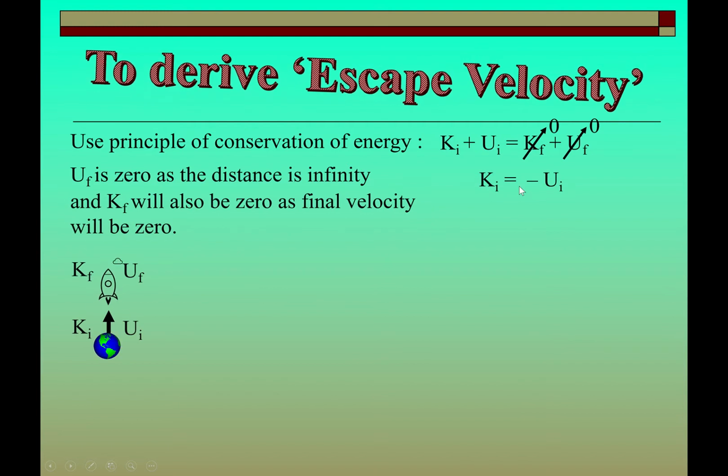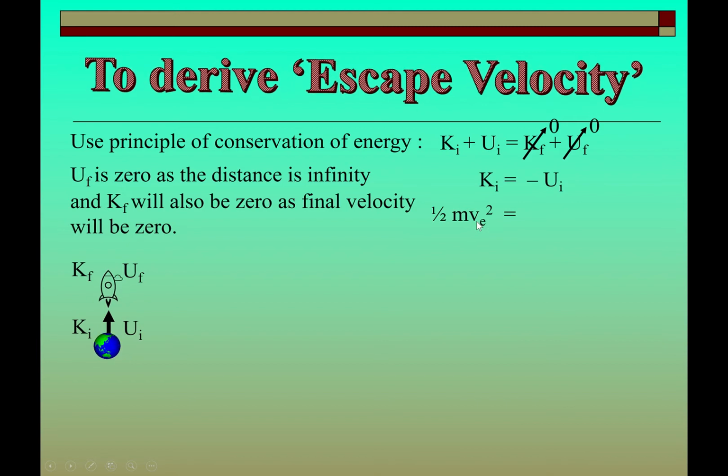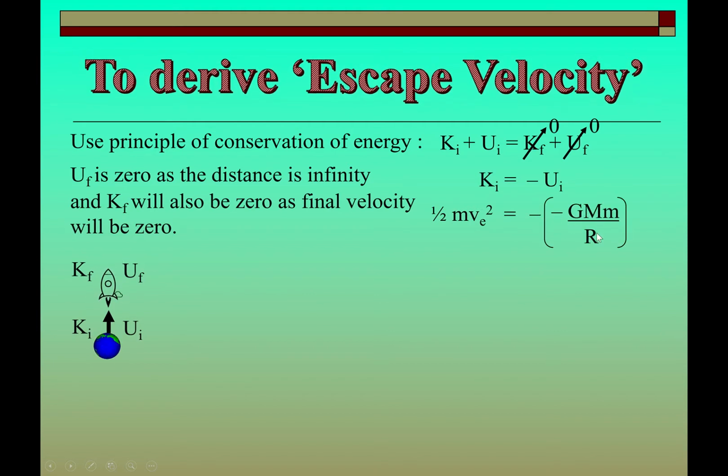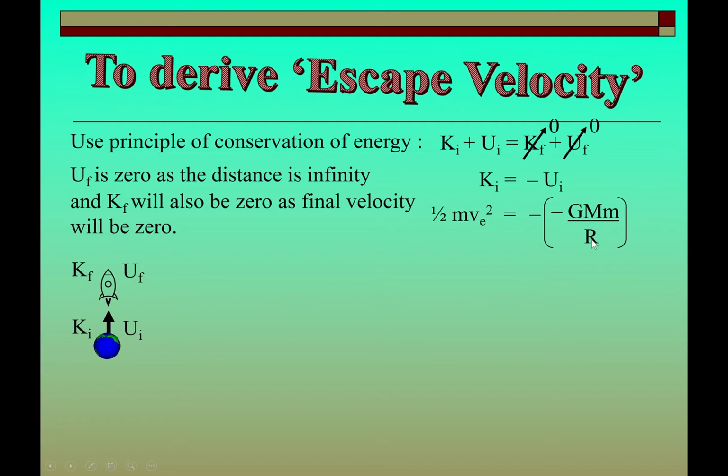So Ki equals negative Ui. So we bring Ui to the right side, and it becomes negative. K equals half mv squared. So we substitute escape velocity into v, and we get half m ve squared. Gravitational potential energy is given by negative GMm per r. Initially, the rocket is on the surface of the Earth, so we can put GMm per capital R for the surface of the Earth.